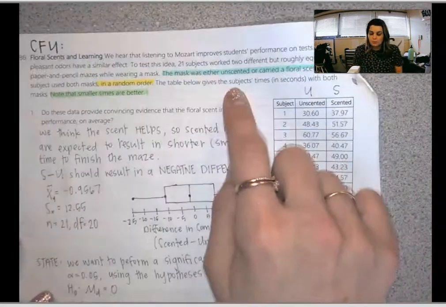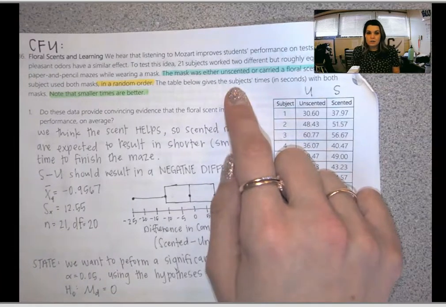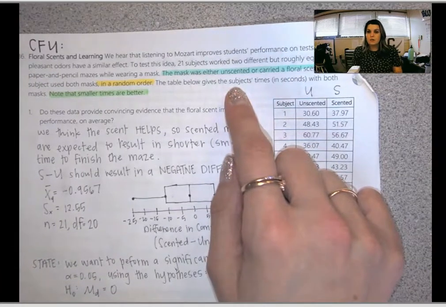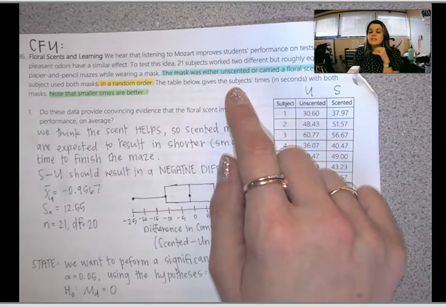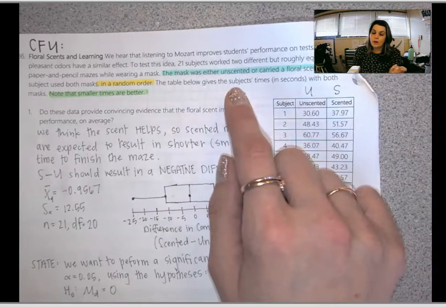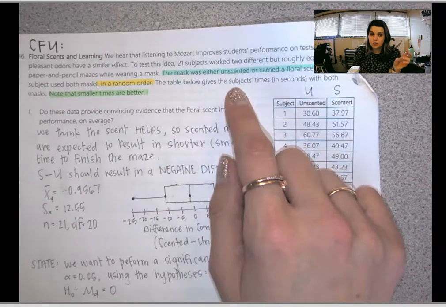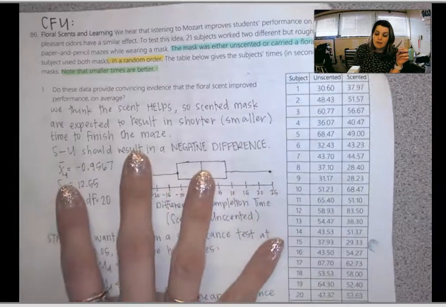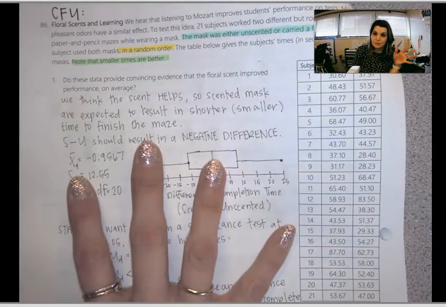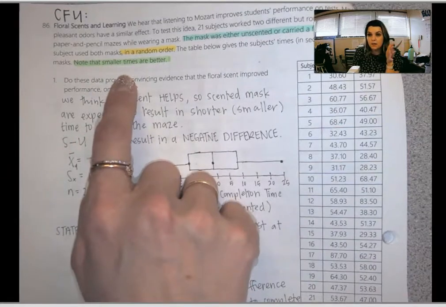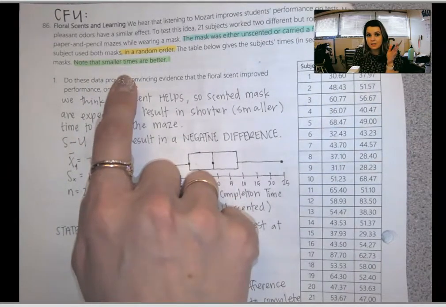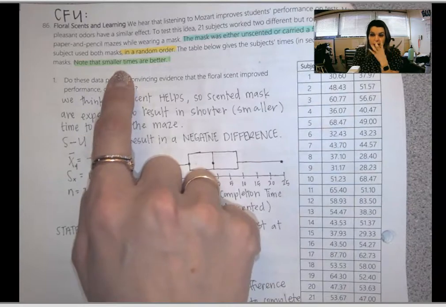So we have our participants, our subjects, wear a mask that's scented and wear a mask that's unscented. So they end up wearing both masks, and the order in which they wear their masks is randomly chosen. The thing that we're testing, what we think is going to happen, is that these people will be able to complete the maze faster when they have the scented mask on.